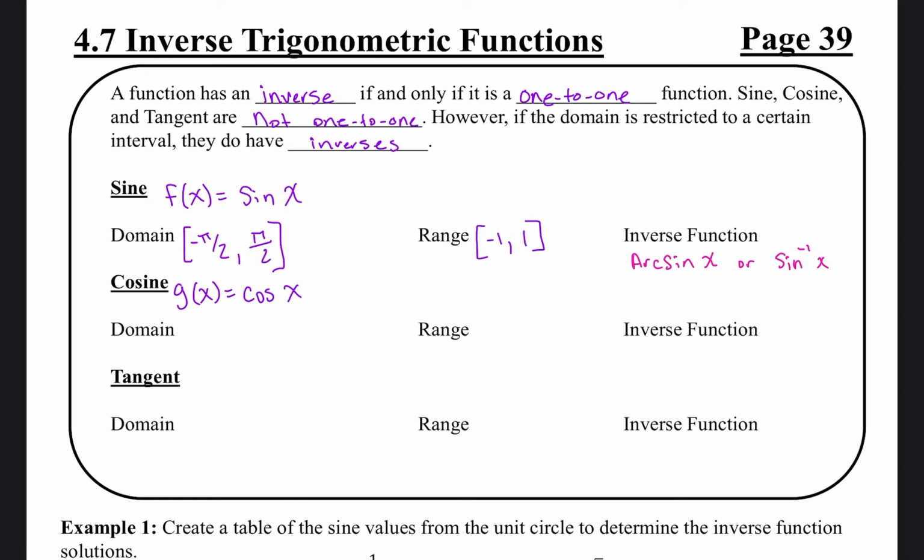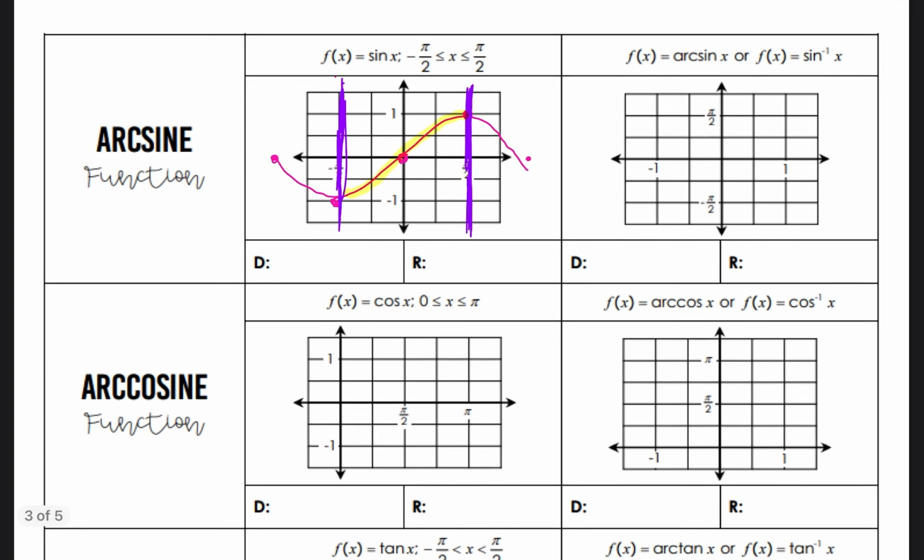And its domain gets restricted a little bit differently. Instead, we restrict this from 0 to pi. And again, let's take a look at why we might do that.